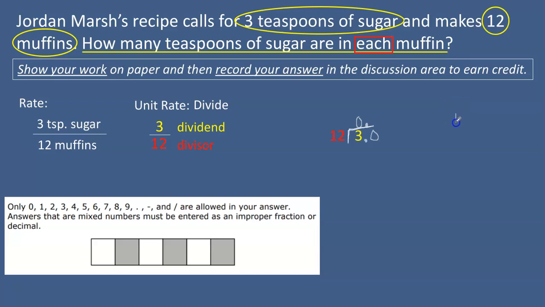Well, let's write out our multiples of 12. 12 times 1 is 12. 12 times 2 is 24. 12 times 3 is 36. 12 times 4 is 48. 12 times 5 is 60. If I need to write more, I'll come back and write more multiples, but I'm just going to start with these first 5.